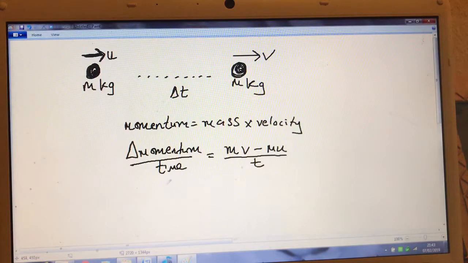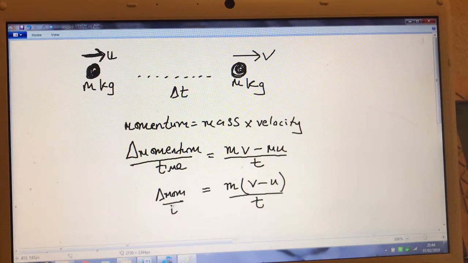Now when we continue with this expression here, we're going to factorize this top equation by taking out the m and leaving the v minus the u inside the brackets. That's all going to be divided by t. Now we can see by looking at this that the change in the momentum over time is going to be equal to this expression here.